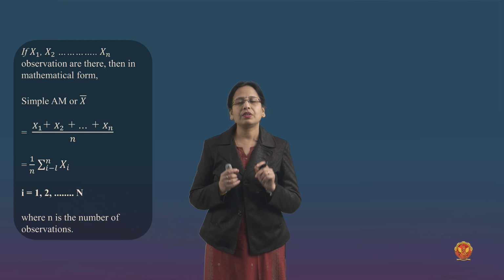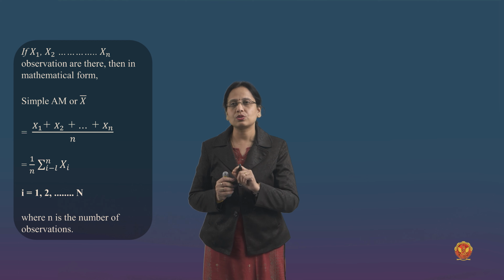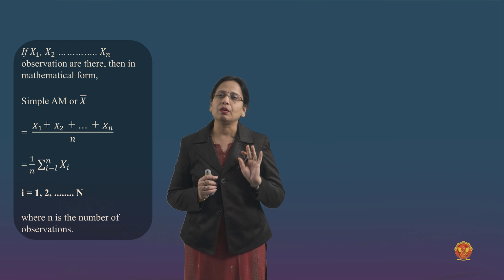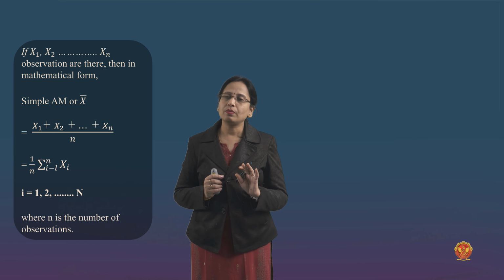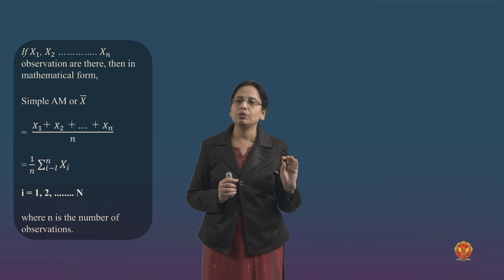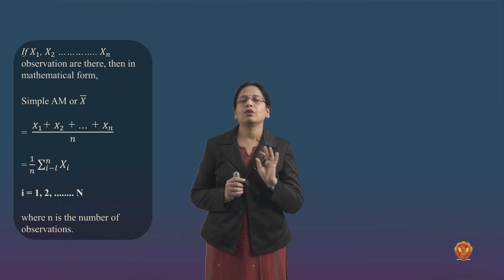It says that if the observations are x1 to xn, simply add these values and divide by the number of observations. So the formula is the summation of xi divided by n, where i goes from 1 to n. And what is n? n is the number of observations. Simple formula of an average that we do.